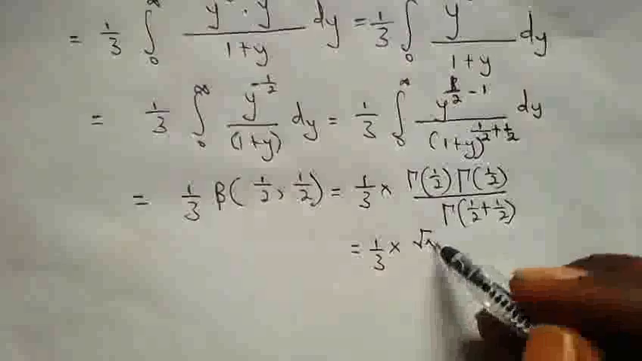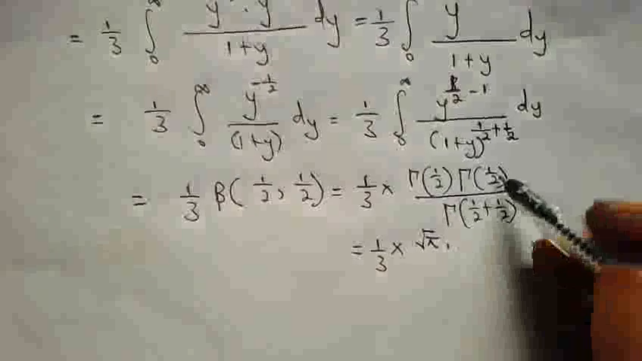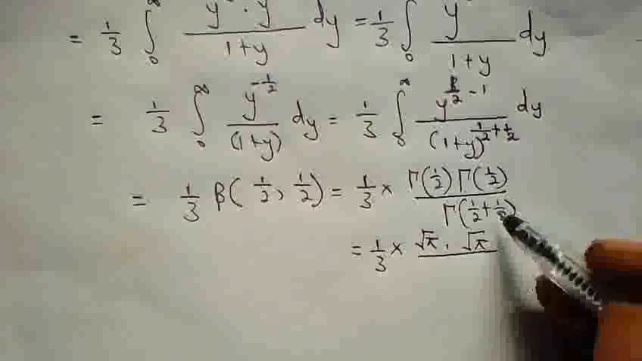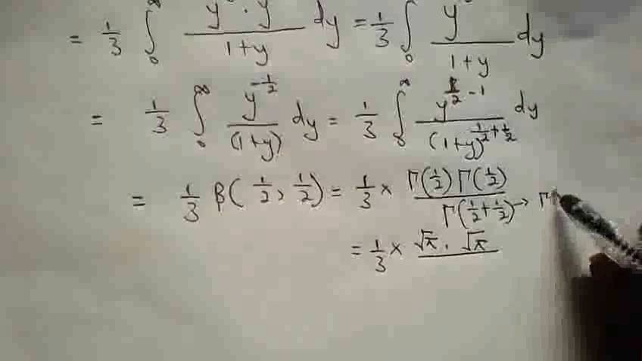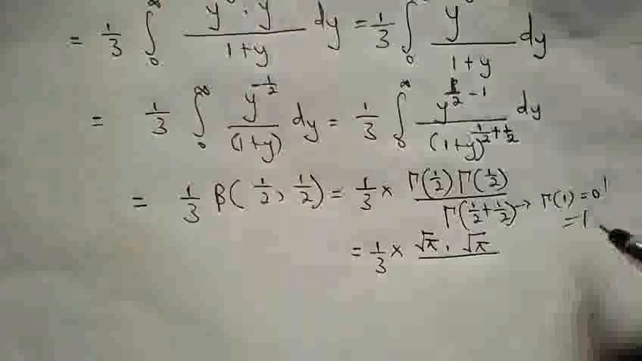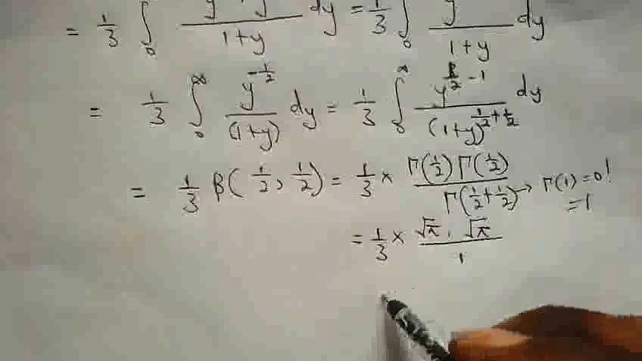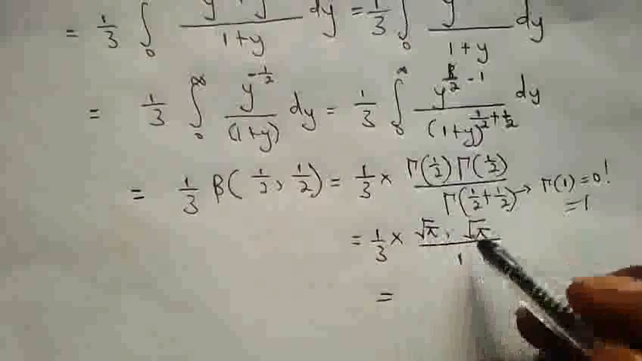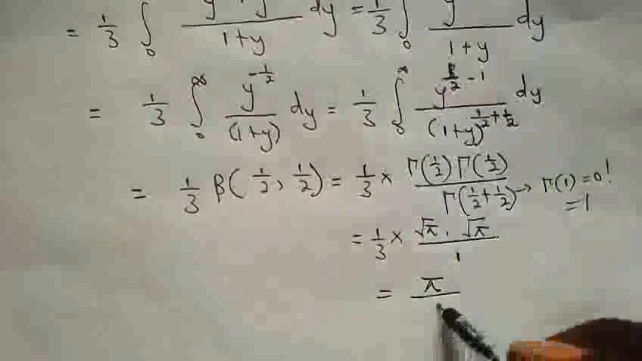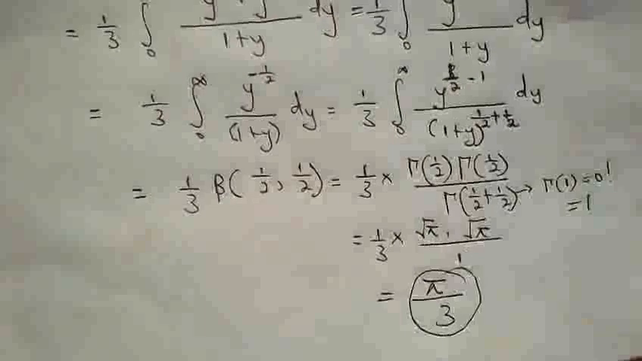So from here we get 1 over 3 times gamma of 1 over 2. We all know this is equal to the square root of pi, times the gamma of 1 over 2, the square root of pi, all over gamma of 1 over 2 plus 1 over 2, so we have gamma of 1, and this is equal to 0 factorial. 0 factorial is equal to 1, so we get here over 1. So we finally get the square root of pi times the square root of pi, which is pi, all over 3 times 1, which is 3. Pi over 3 is the final answer to our problem.